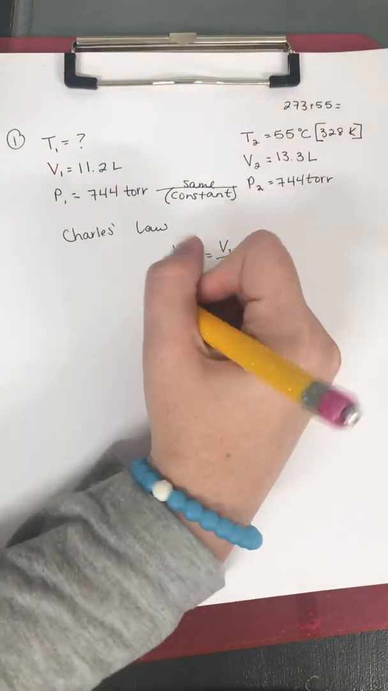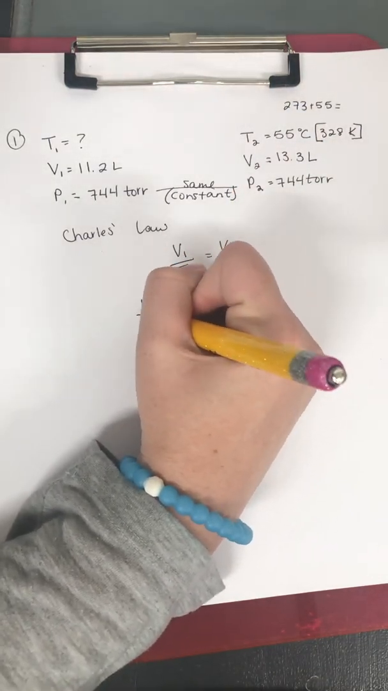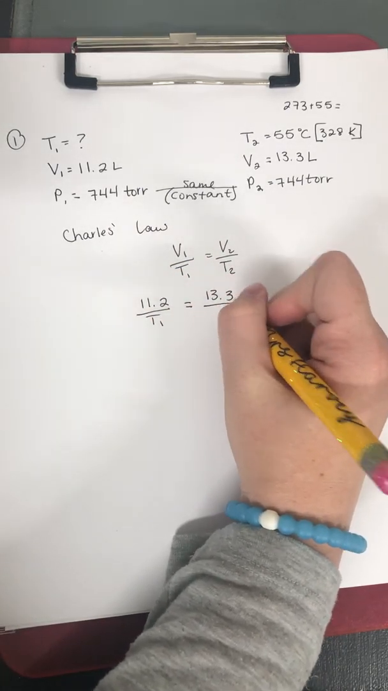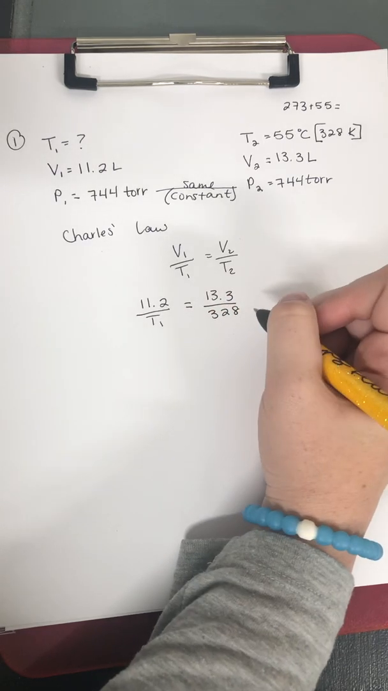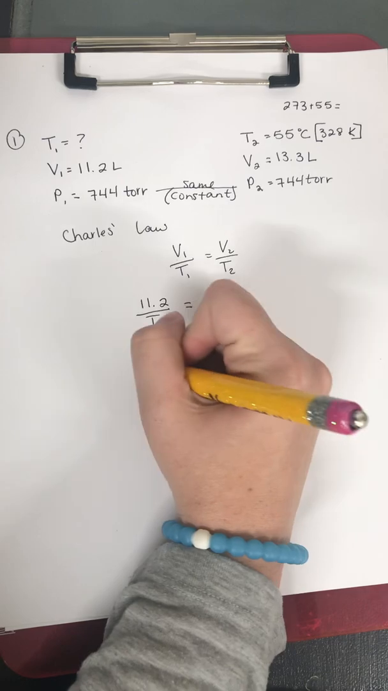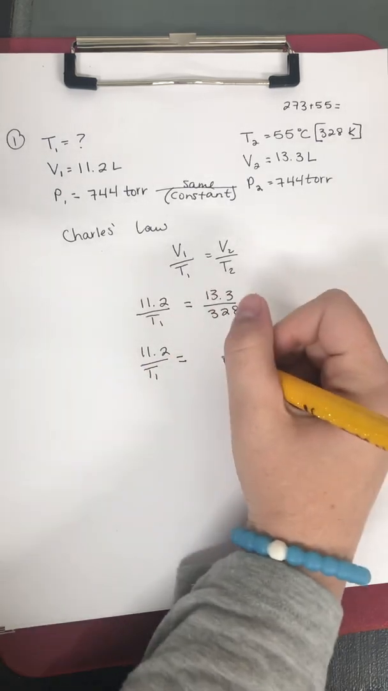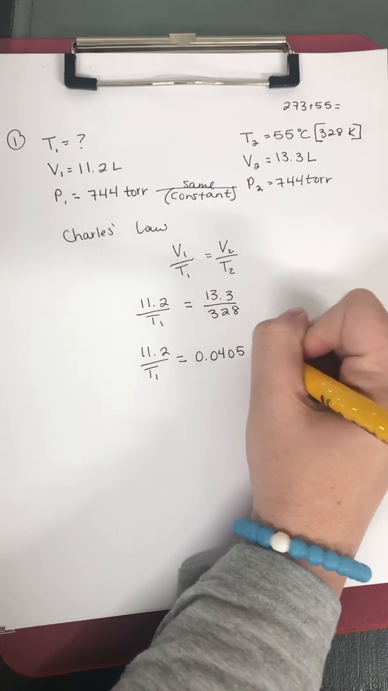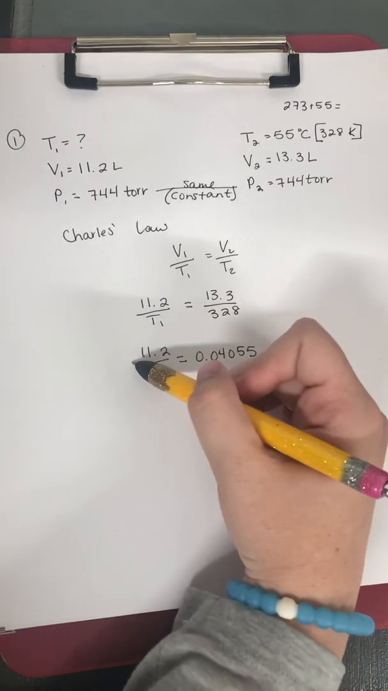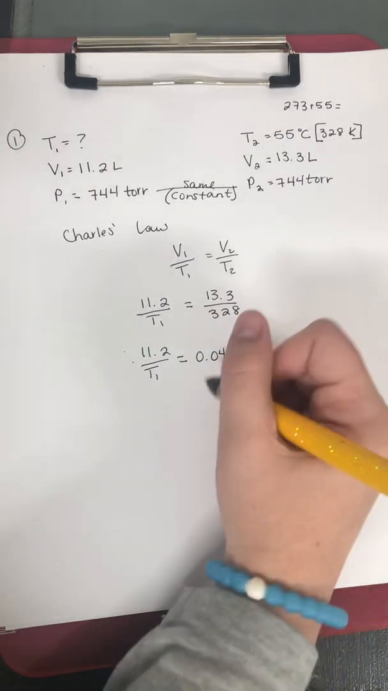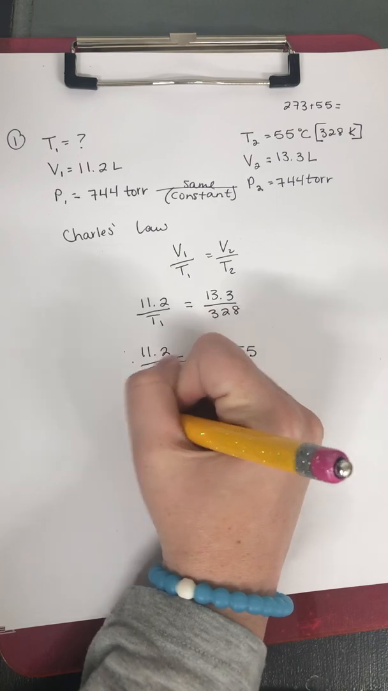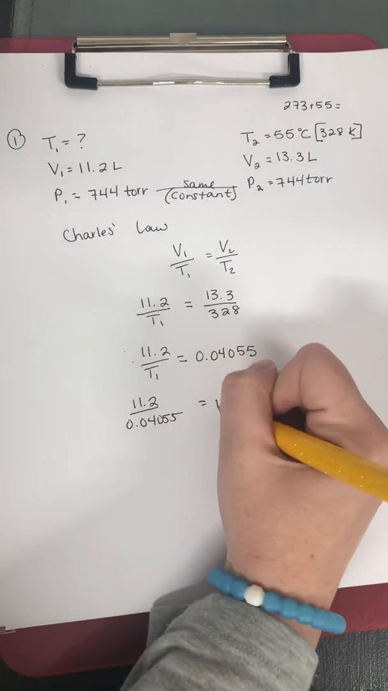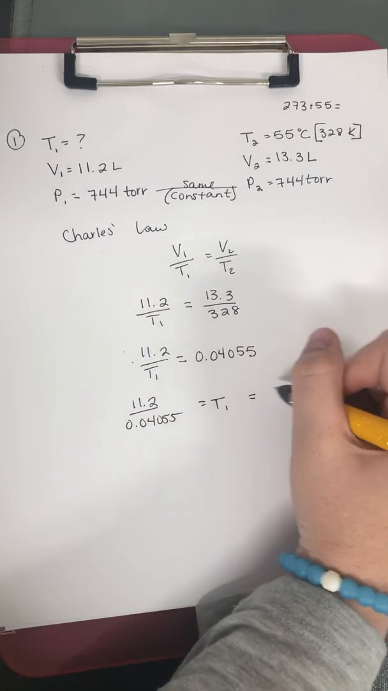So now when I plug it in here, I'm going to say, okay, 11.2 over T1, because that's what I'm looking for, equals 13.3 over 328. So I'm going to get 11.2 over T1 is equal to 0.04055. And then when I multiply by T1 and divide, I'm going to end up with 11.2 divided by 0.04055 equals T1.